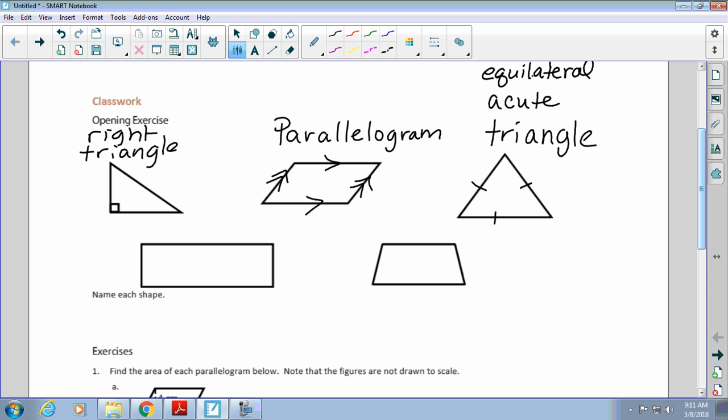All right, Deja, what is that? A rectangle. Very good. Thank you for saving me, pulling me out of this terrible deep dark hole I've dug for myself. All right, that's a rectangle, and this one is something very unique. It has one set of parallel lines. The other two are not parallel. What do we call that, Jaden? A trapezoid. A trapezoid.